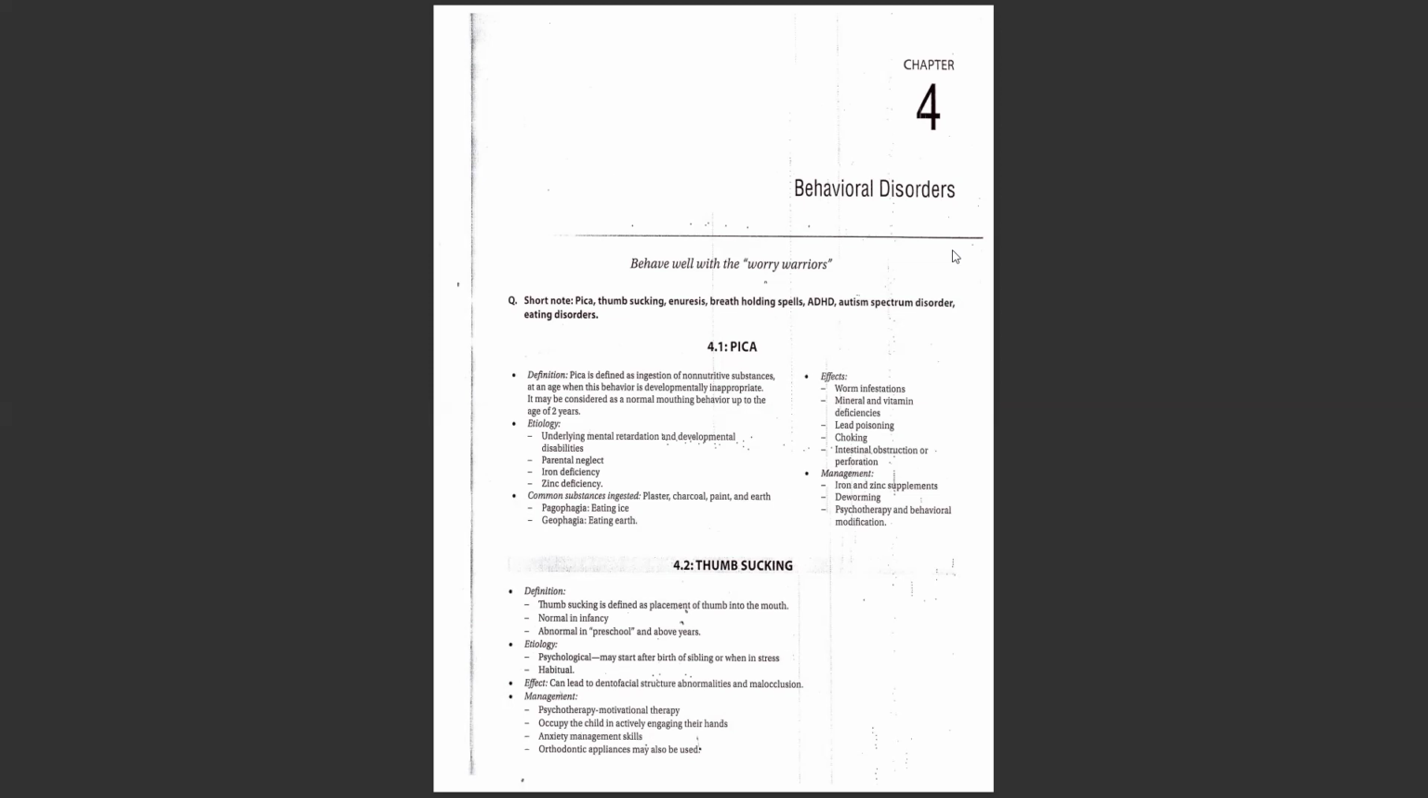Because of this pica behavior, that is, ingestion of non-nutritive substances inappropriate for the development, there are some effects on the child. The first effect is worm infestations, then we have mineral and vitamin deficiencies, then lead poisoning because of paint and earth ingestion, then we have choking, intestinal obstruction, and perforation. These are the effects of pica on the child.